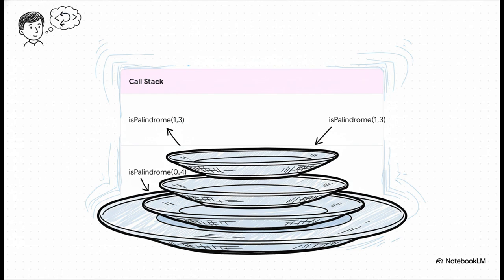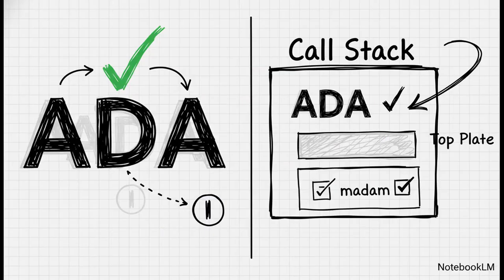The easiest way to picture it? Just think of a stack of plates. Our first job, checking Madam, is the bottom plate. The new, smaller job, checking Ada, gets put right on top of it. Now, here's the key. The computer only ever works on the very top plate of the stack.